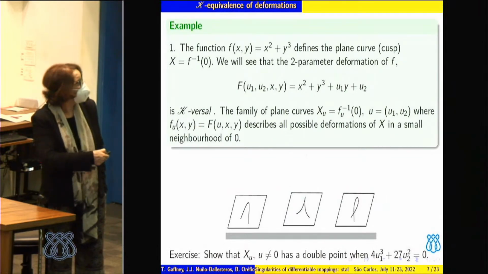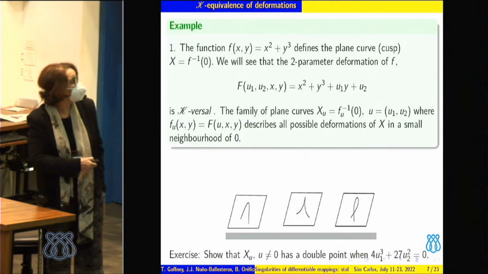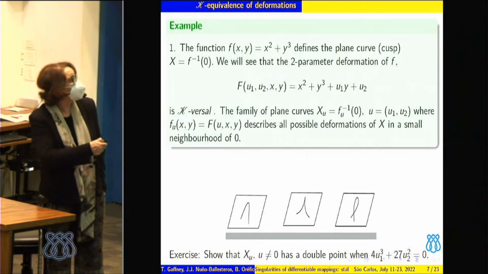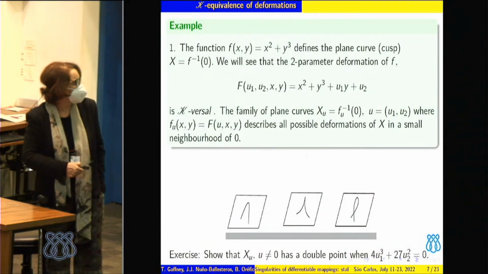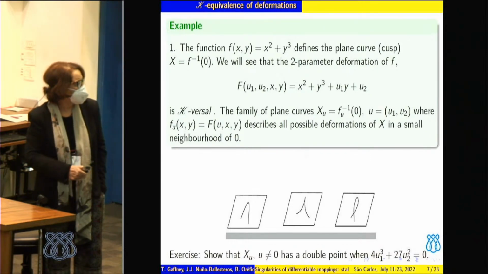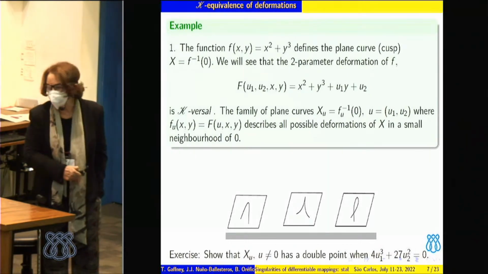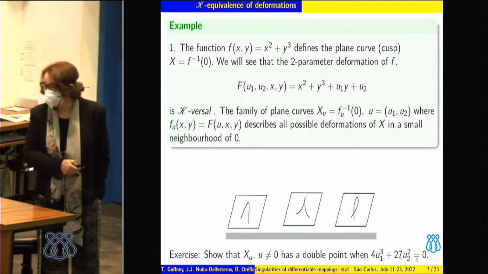So I leave this exercise here. Looking at this family, prove that for u different from 0, the corresponding element of the family has a double point if and only if u1 and u2 are in this curve.